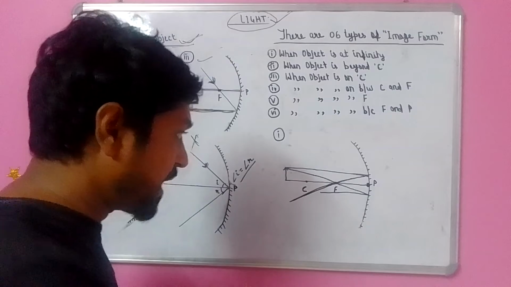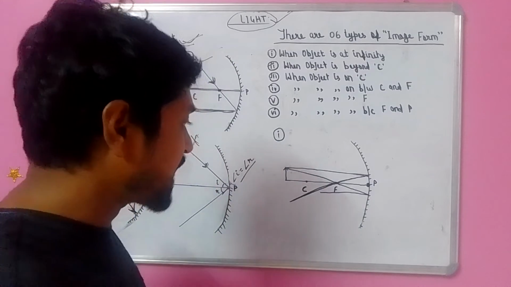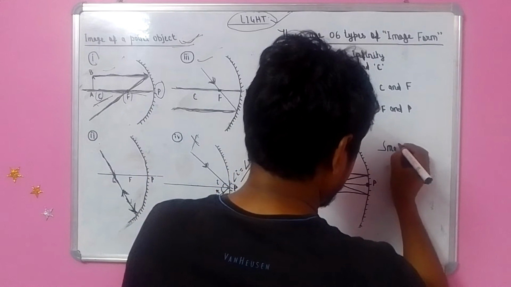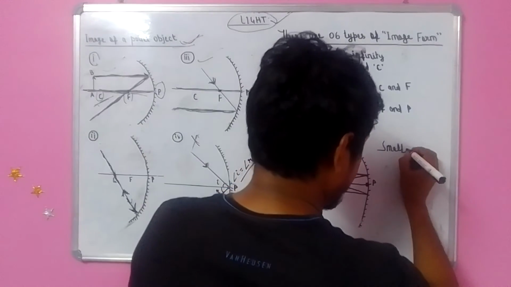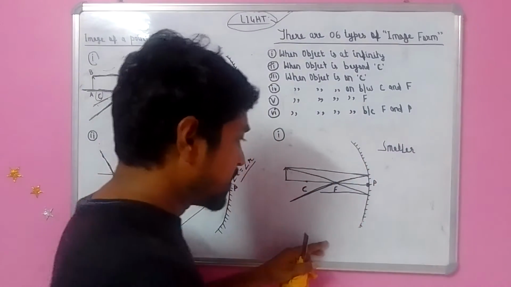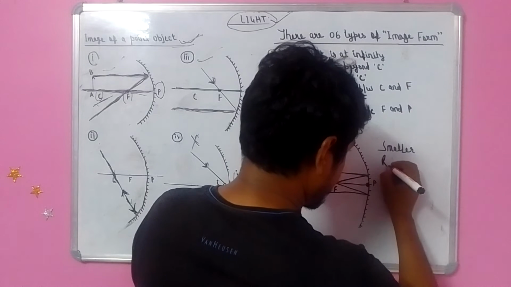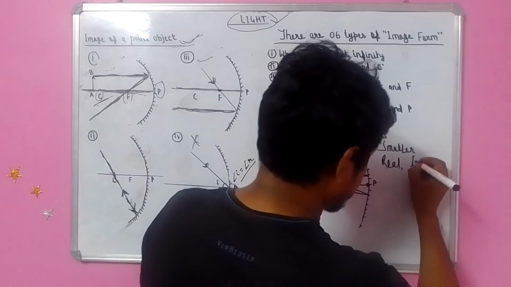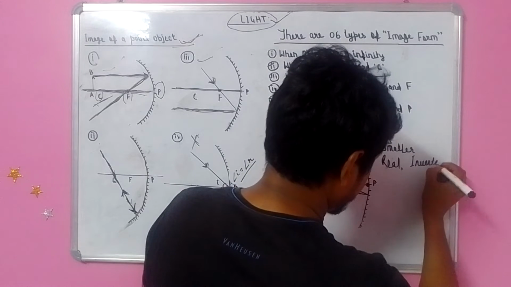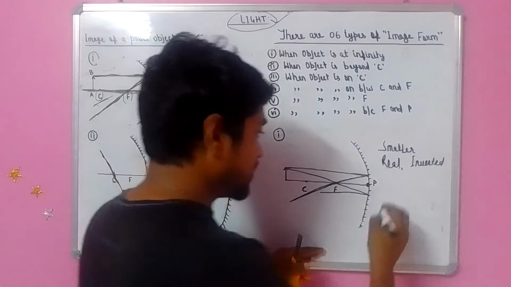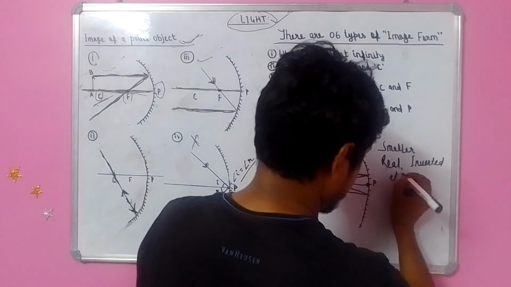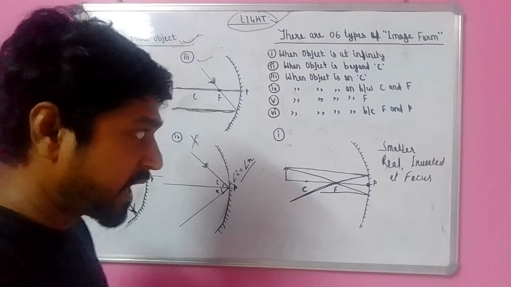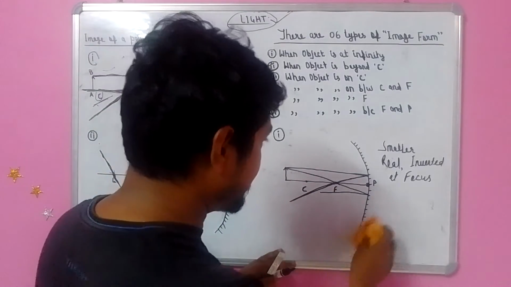So the image will be formed at focus. What kind of image will be formed? The image formed is smaller than the object, a smaller than object means very small. It will be real and inverted, meaning opposite direction. And where does the image form? It will form at focus. So I think it will be very clear and very simple.